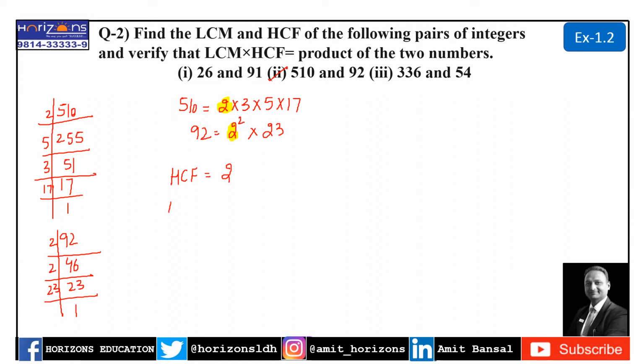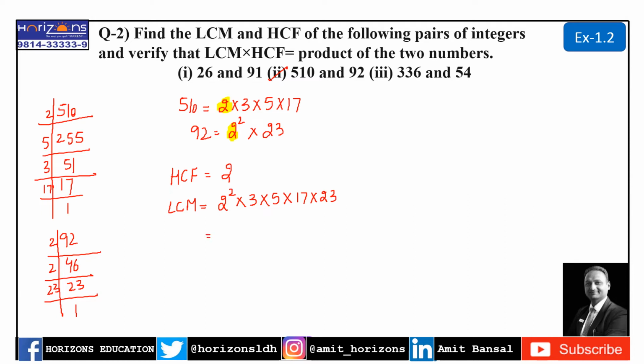Right? Now to find the LCM using the prime factorization method, we have to take into consideration all the factors, whether or not they are common. And if there are any common factors, we need to take the highest power. So 2 and 2 square are both lying in 510 and 92. For LCM we will take the higher power, so I take 2 square. Then 3 is a factor of 510 but not of 92. It will be a part of the LCM. 5 is a part of 510 but not of 92. It will be a part of the LCM. Similarly, 17 and 23 will also be factors.